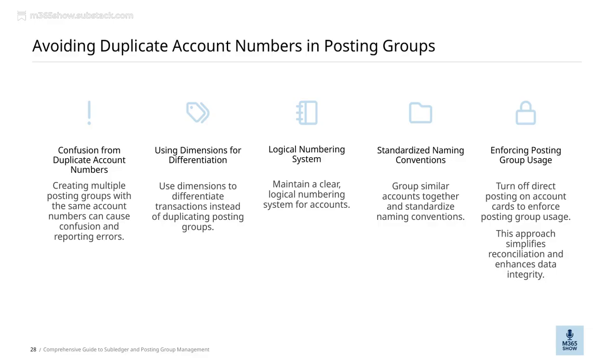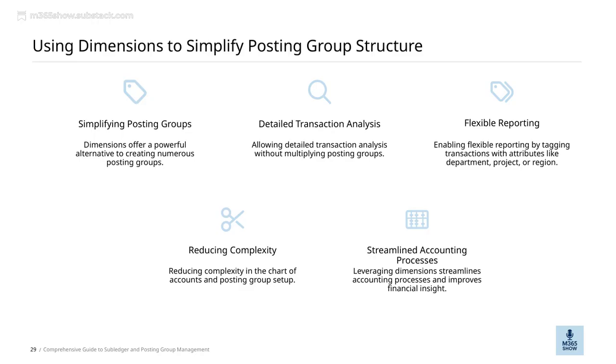Instead of creating multiple posting groups with the same account numbers, which can lead to confusion and reporting errors, consider using dimensions to differentiate transactions. Dimensions allow us to add context without duplicating account numbers, which keeps things cleaner and clearer. Ultimately, creating multiple posting groups with identical account numbers can cause a lot of confusion and lead to errors when generating reports. By following these practices, we can ensure a more organized, accurate, and efficient approach to managing our posting groups and accounts. Now, let's look at how using dimensions can really simplify our posting group structure.